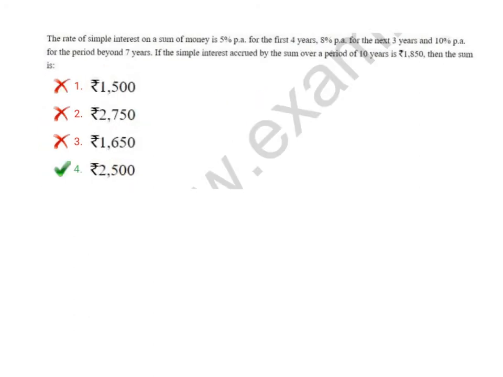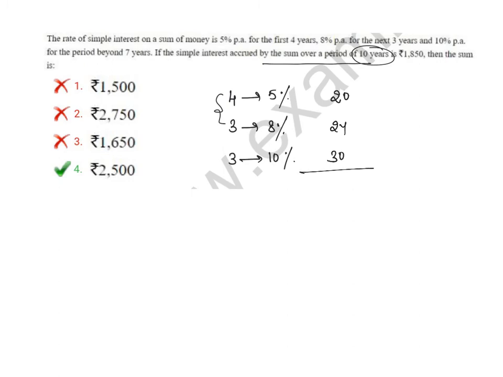The rate of simple interest on a sum of money is 5% for the first 4 years, 8% for the next 3 years, and 10% for the period beyond 7 years. So beyond 7 years, whatever you take, it is 10%, but we don't know how many years we have to take. So he is asking if the simple interest accrued by the sum over a period of 10 years. 10 years means already 7 years is gone, so remaining is 3 years. Now calculate the interest. First 4 years it is 20, then 24, then 30. Put together it is 74%, and the interest accrued is 185.